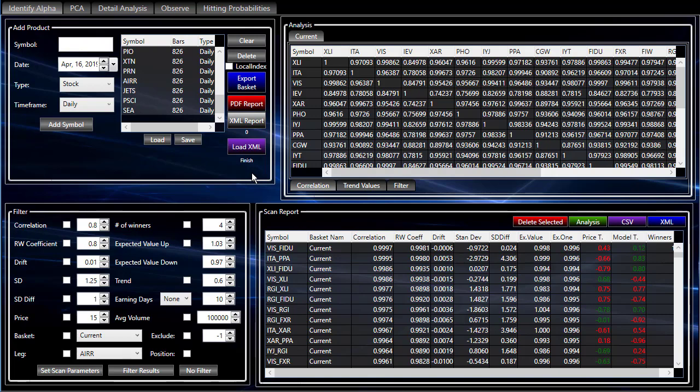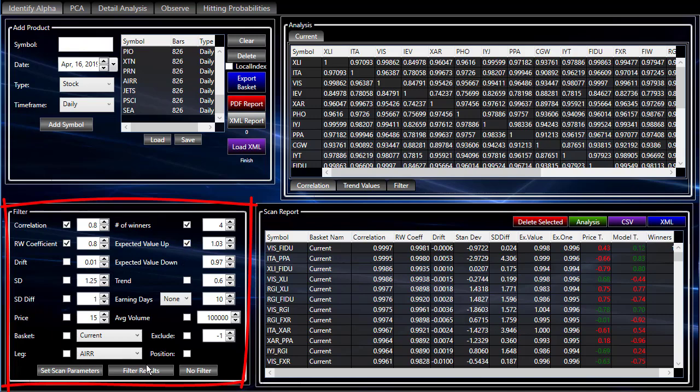So in any case, with this basket, I ran it with no filters set, but let's go ahead and run some filters. We're going to put it for 0.8 correlation, 0.0 RW coefficient. When we do that, take a look at these numbers here. These things are, like I said, 0.9997 and 0.9981. So crazy strong wired together kind of products. But let's set this for 4 winners and 1.03. Normally we do 5% up and down. We're just going to do 3% up and down.